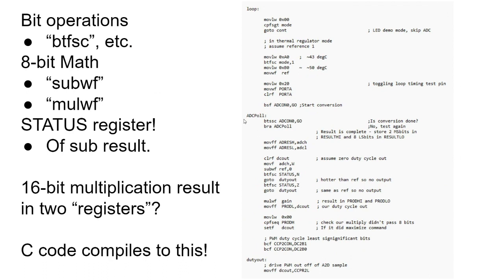An example there is, here's our loop running. This is just our demo. This is toggling a bit that we could trigger on a scope to see that we were running, skipping that. Here we're starting an analog to digital conversion. Bit set F is a command.